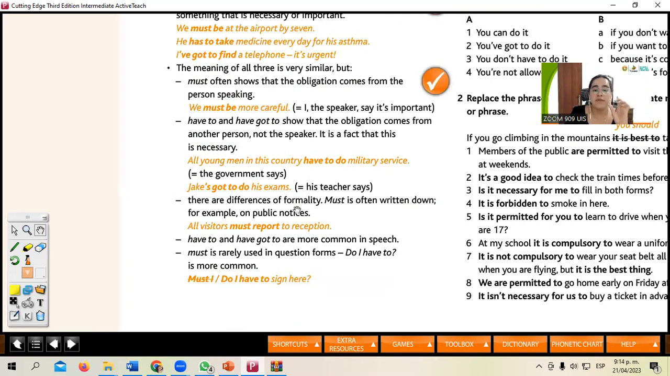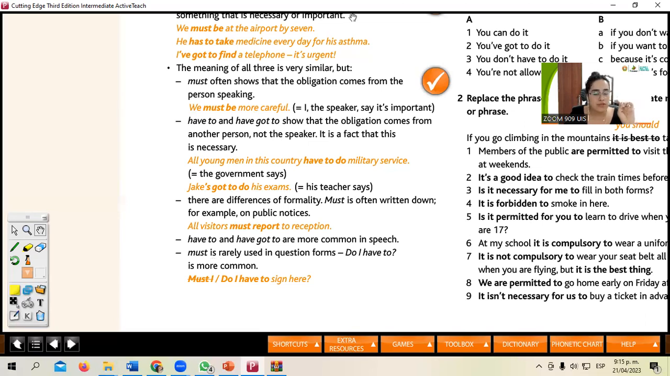Also, there are differences in formality. Must is in written form. Entonces, must se usa en formas escritas, public notices como noticias públicas o anuncios públicos. All visitors must report to reception. Como para comunicados usamos el must. Y have to y have got to are more speaking. Esos son más para la expresión oral. ¿Ok?